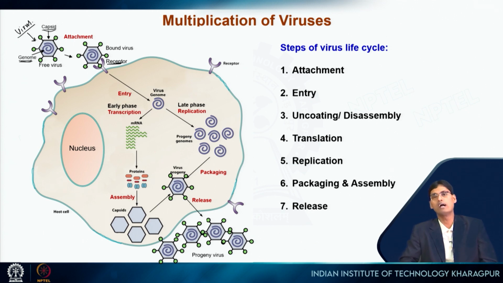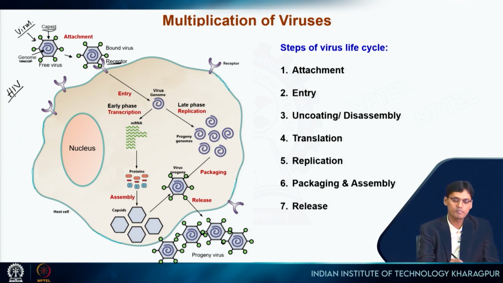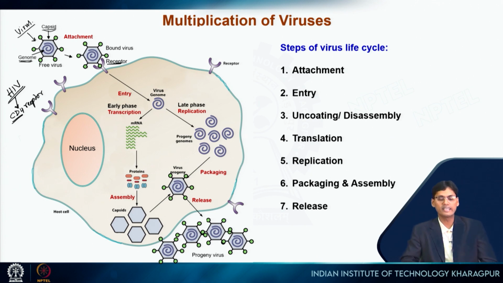So, for example, many of us know about HIV, right? HIV, human immunodeficiency virus. It recognizes a receptor which is present on T cells. Which receptor does it recognize? The CD4 receptor, present in T cells. That is why the HIV virus attacks CD4 T cells.